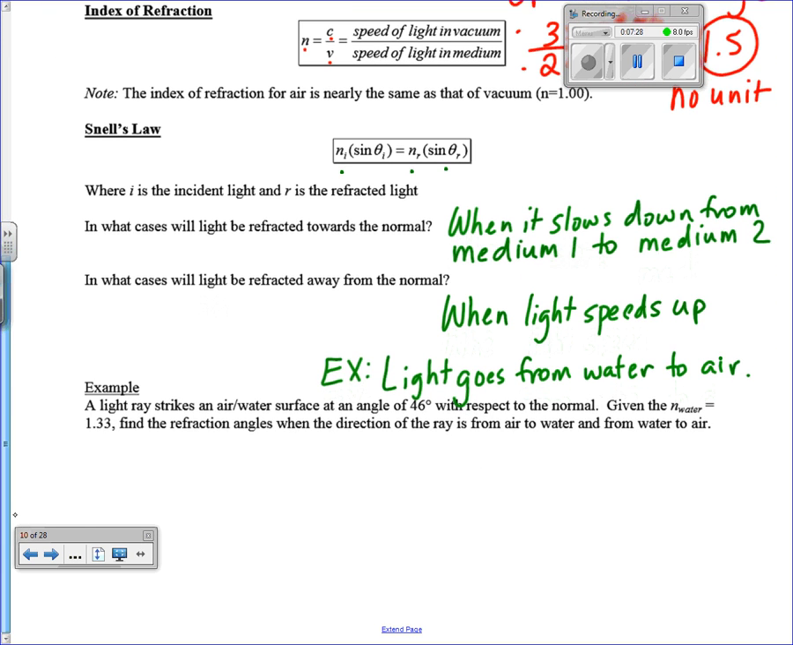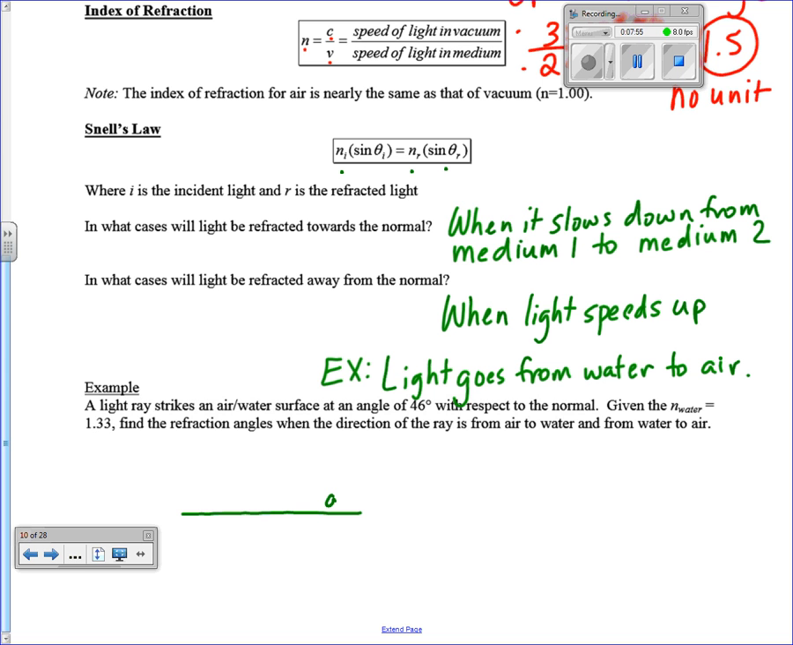Let's try an example problem. A light ray strikes an air-water surface at an angle of 46 degrees with respect to the normal. Given that the index of refraction of water is 1.33, find the refraction angles when the direction of the ray is from air to water and from water to air. Okay, so this is actually two problems.